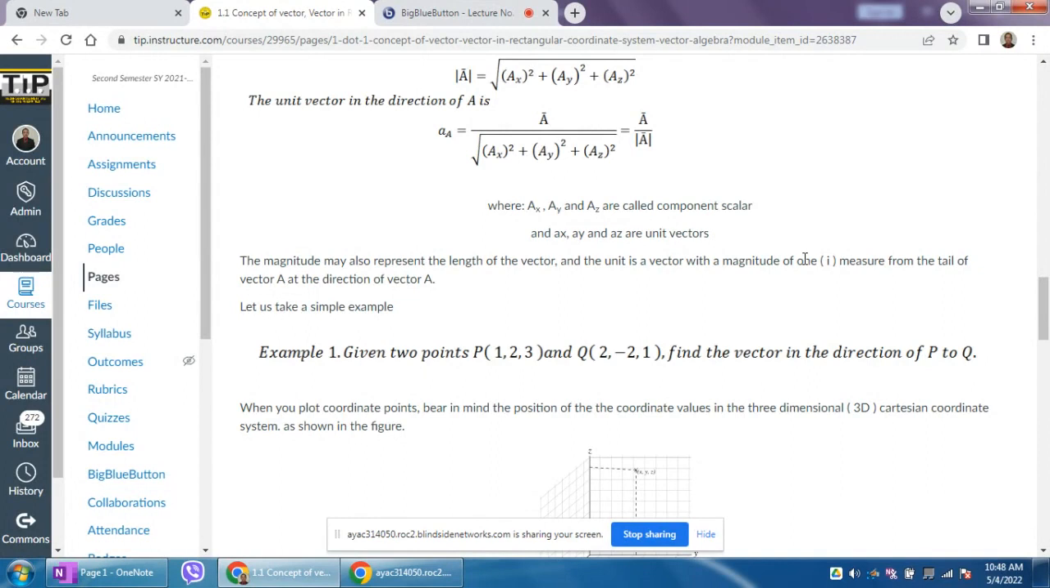Now, a unit vector is a vector with a magnitude of 1. Tandaan niyo po ito. Pag unit vector po ang pinag-uusapan, ang magnitude po niya laging equal to 1. Measured from the tail of a vector at the direction of vector A. So, ang measurement ng 1 is from the tail. So, dalawa po yon, isang head, isang tail. So, laging yung tail po ang ginagamit natin na reference.